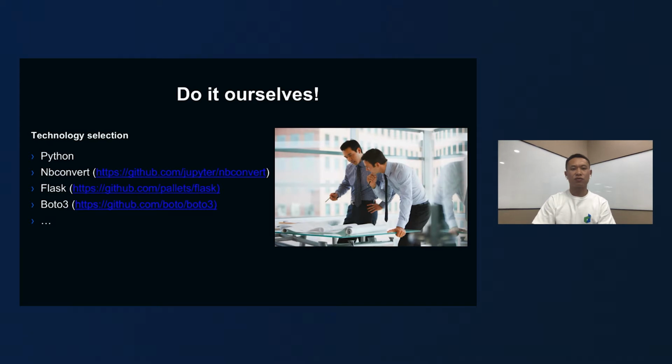The first thing to do is technology selection. Our most fundamental requirement is to render ipynb to generate an HTML page. nbconvert is the official tool used by Jupyter to render ipynb. nbconvert is written in Python. Flask is a more popular web framework for Python. So Flask and nbconvert are our first choice. Since we need to read ipynb files from S3, we need an S3 SDK. Boto3 is a good choice.